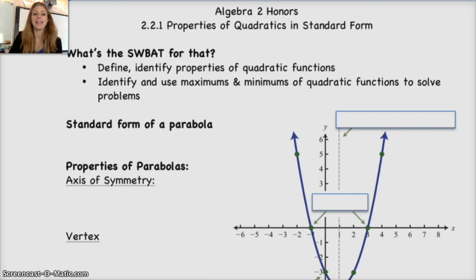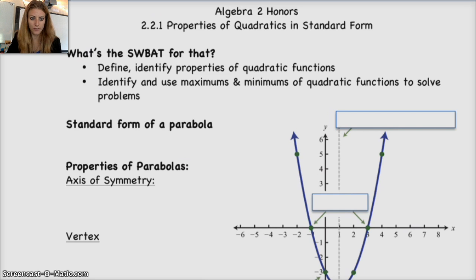So, number 1, what is the standard form of a parabola, you ask? Well, if you forgot from the last video, it is a quadratic in the form y equals ax squared plus bx plus c, where a, b, and c are all constants. They can be positive or negative, by the way.